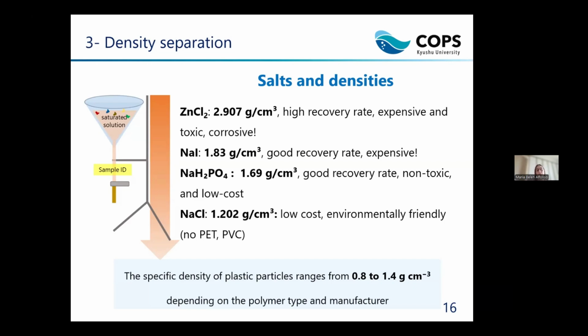And the cheapest, most affordable and easiest to obtain is sodium chloride, but the density is 1.2. That means that even if it's low cost and environmentally friendly, some plastic polymer types will not be recovered at 100%. Maybe you will get some of them, but not all. So you might lose some particles like PET or PVC, which are high density plastic polymer types.